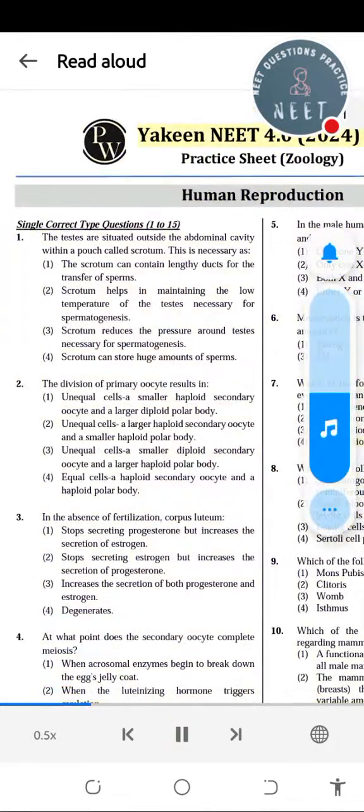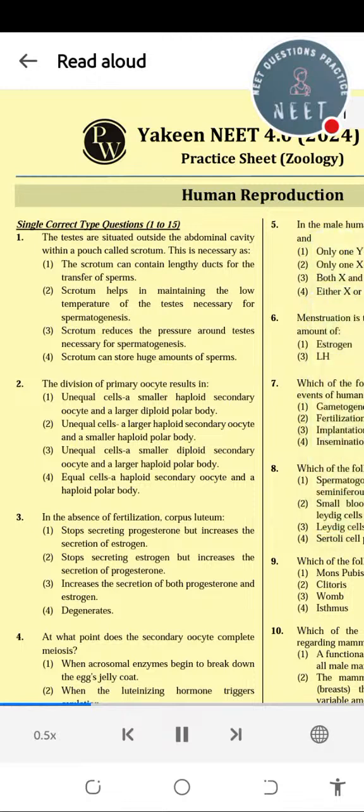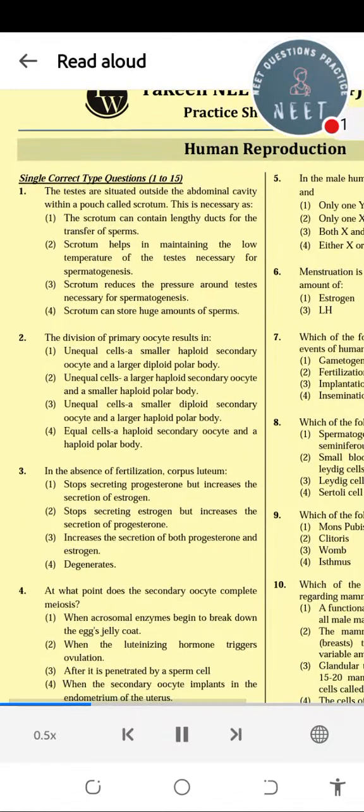4.0/2024. Practice sheet Zoology. Human reproduction. Single correct type questions 1 to 15. 1. The testes are situated outside the abdominal cavity within a pouch called scrotum.